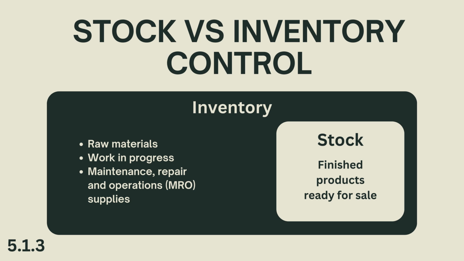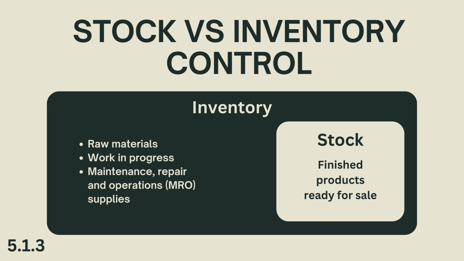On the other hand, inventory is a broader term that encompasses not just the items for sale, but also all the materials and equipment required to manufacture them. Let's break down the four main categories of inventory. Raw materials. These are the basic components used to create products. Work in progress. These are products that are in the process of being manufactured but aren't yet complete.